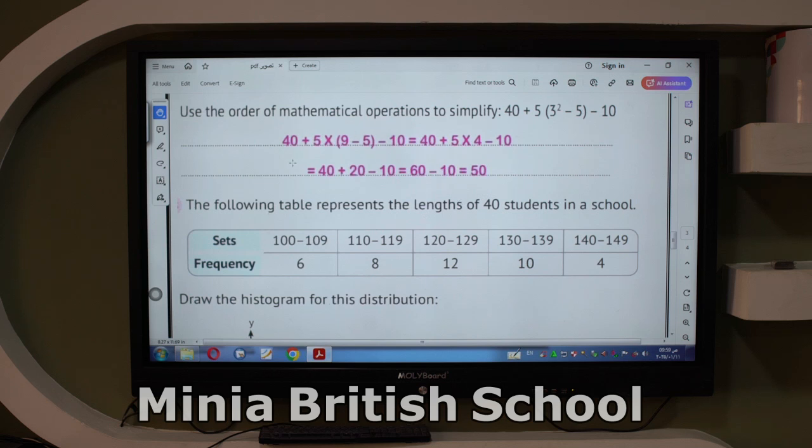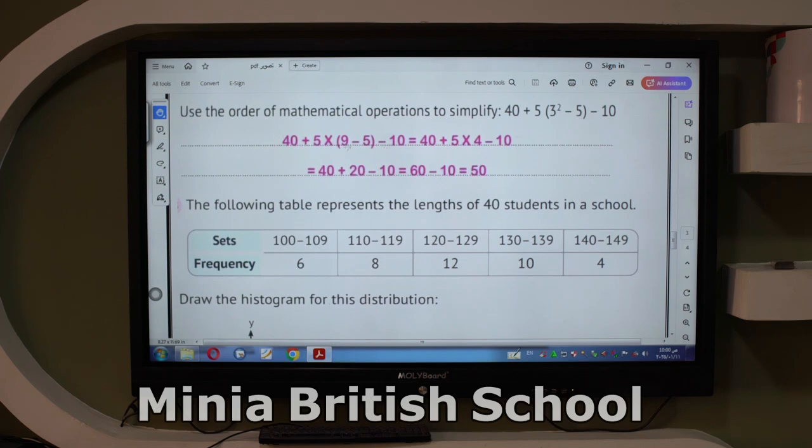Write down all numbers as they are, step by step. Remember, write all your steps. Write 40 as it is, plus as it is, and 5 times. Remember, if I don't have any operation between the number and the bracket, then the operation is times. 5 times, we said 3 to the power of 2 equals 9, minus 5, minus 10. The next step, now we have plus, times, bracket, minus, then bracket.